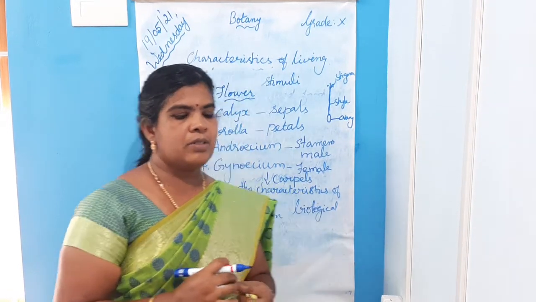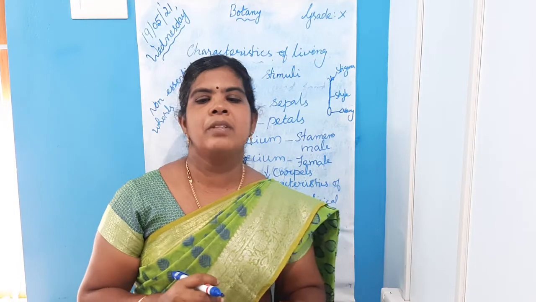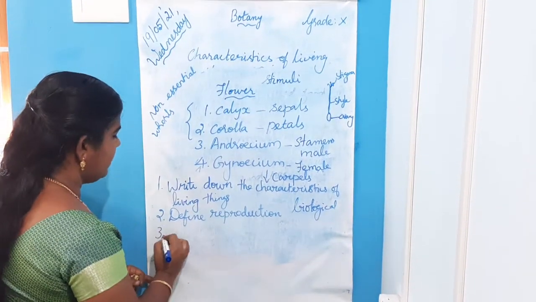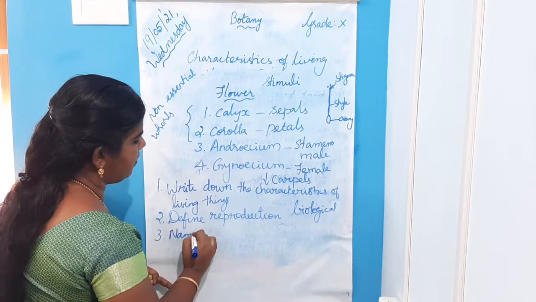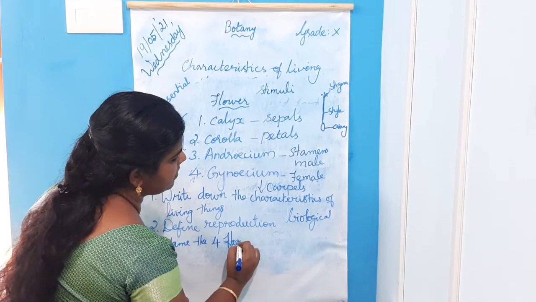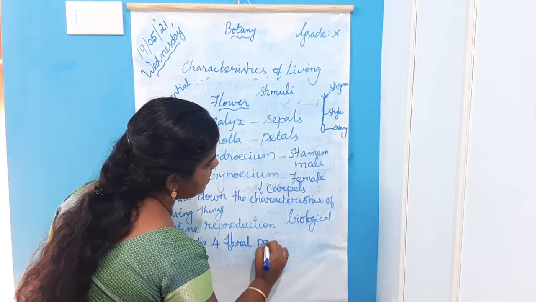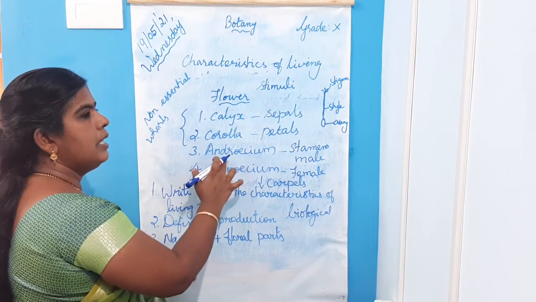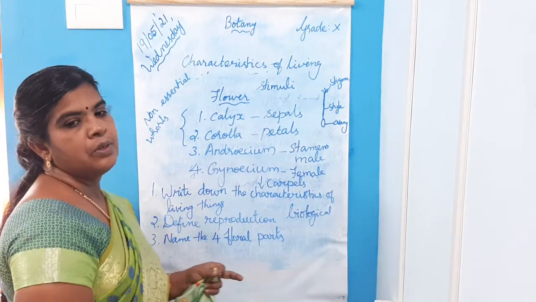Then the third question: name the four floral parts. What does it mean? Name the four floral parts. What are they? Calyx, corolla, androecium, gynoecium.